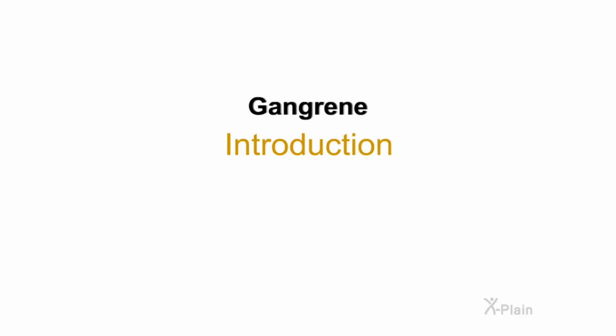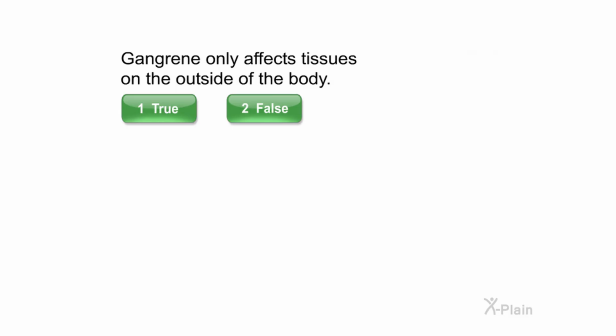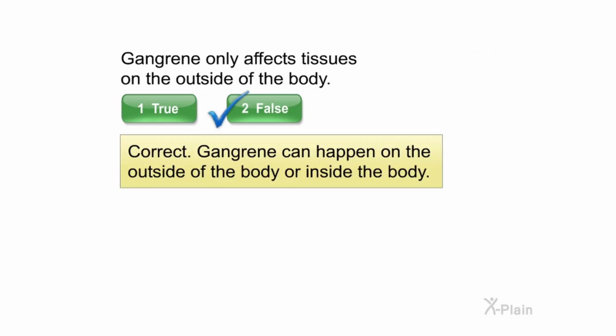Gangrene. Introduction. Gangrene only affects tissues on the outside of the body. Select true or false. Correct. Gangrene can happen on the outside of the body or inside the body.